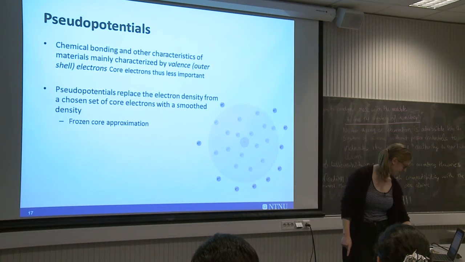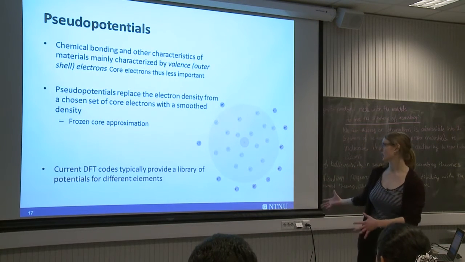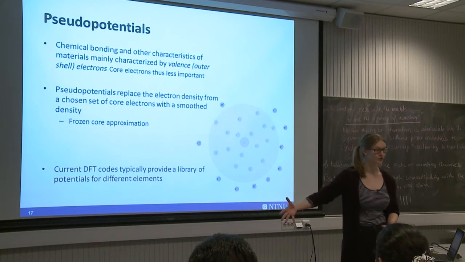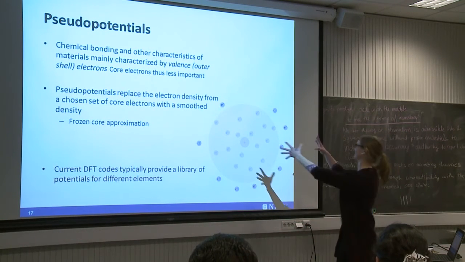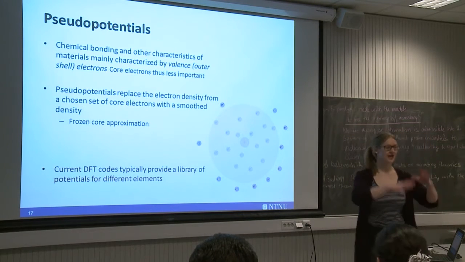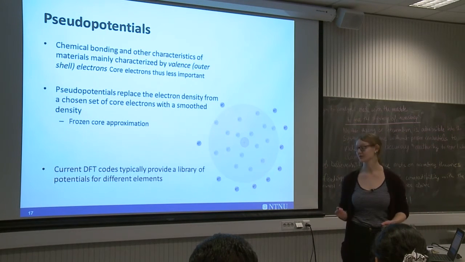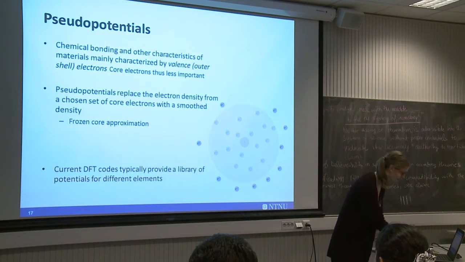and then you only let the outer electrons move. And a nice thing is that current DFT codes provide these pseudo-potentials. It's not like you recalculate what this inner part is every time. There's often a library with these pseudo-potentials that you use for each element in the periodic table.